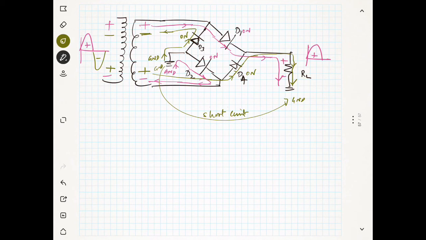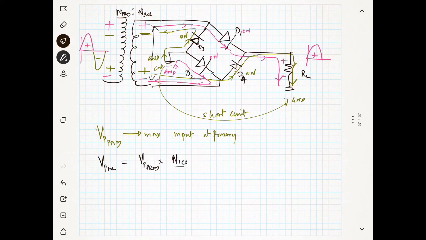So the input at the primary is Vp primary. Vp primary is the maximum input at the primary. And what is Vp secondary? That is the voltage between these two points. You have the number of turns in the primary and the number of turns in the secondary. So Vp secondary is nothing but Vp primary multiplied by the number of turns in the secondary divided by the number of turns in the primary.